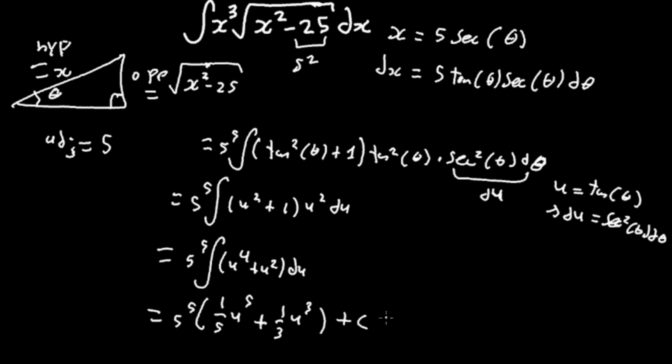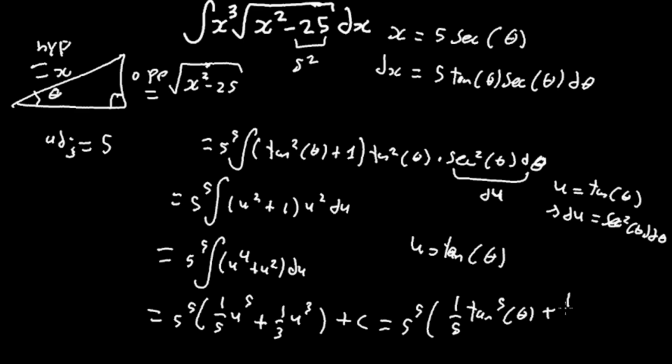Okay. So now let's use our definition for u. u is tangent theta. So this becomes 5 to the fifth times 1/5 tangent to the fifth theta plus 1/3 tangent to the third theta plus c. Alright, we need more room.